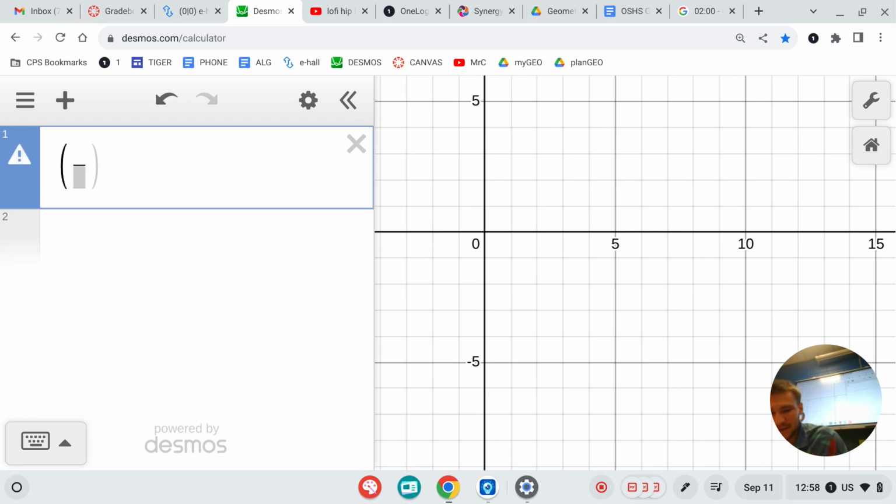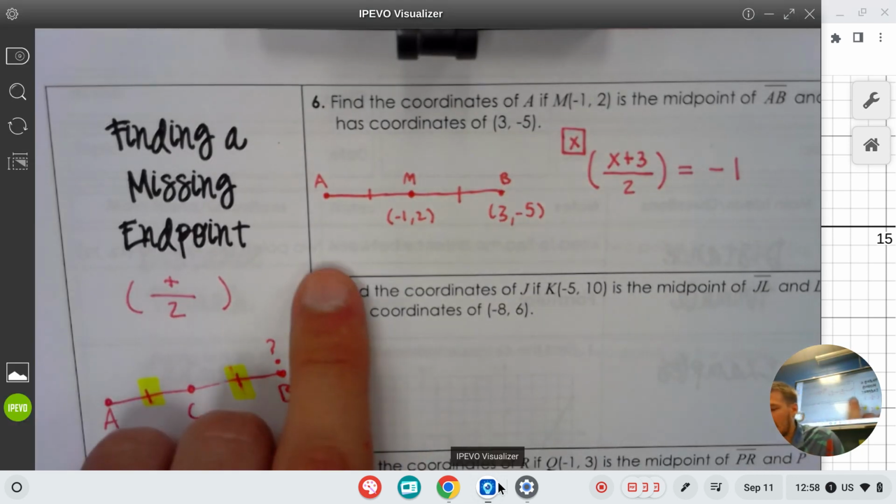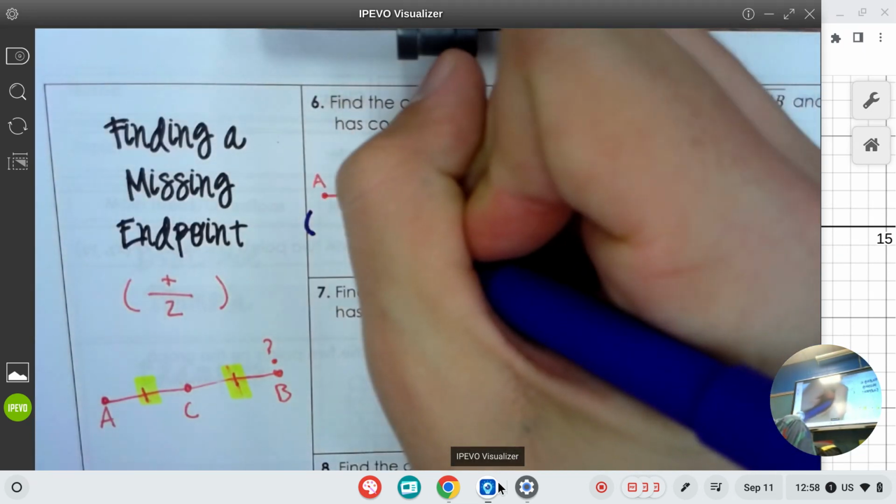Parentheses, fraction, x plus 3. On the bottom, we're going to cut it in half. That's not what we want yet. That's just the line. We need equals -1. When we do that, it's going to give us this vertical line that's going to tell us where that other point needs to be, which is at -5. So, when it comes to A, our answer, what is the x value of A?